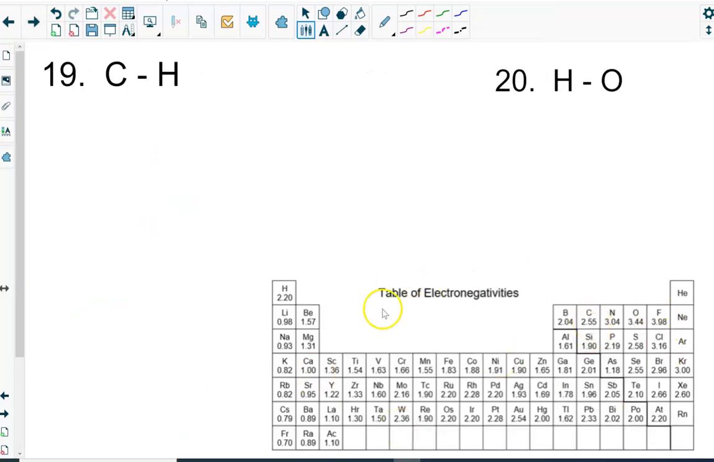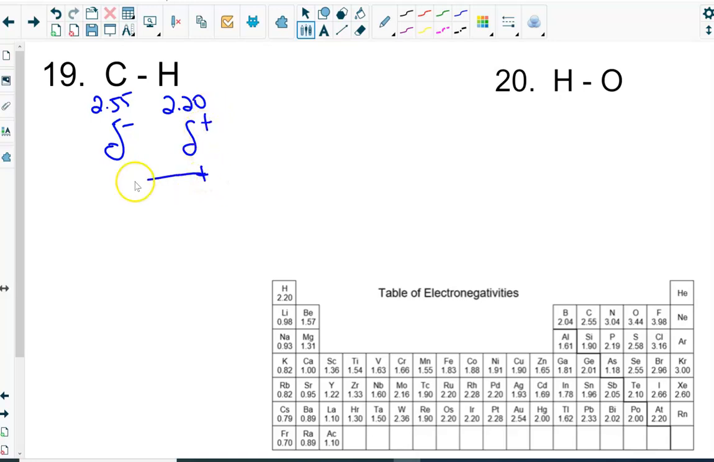So here is a table of electronegativities. All right, and we're going to look up the values. So there's carbon, 2.55, and then here is hydrogen, 2.20. Carbon is going to be partially negative because it's a larger number. Hydrogen is going to be partial positive.